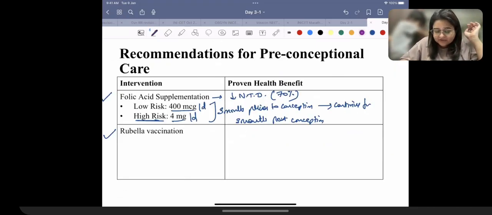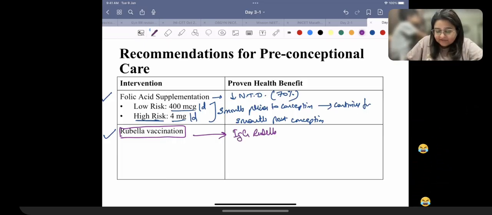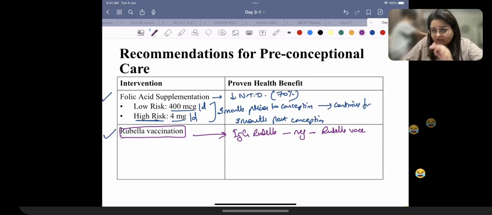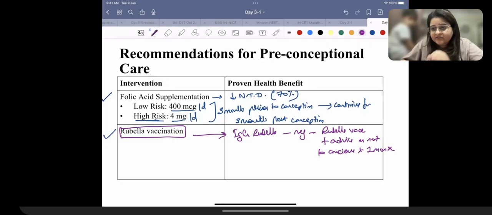The second important intervention is rubella vaccination, which we have discussed. If any woman comes to you planning pregnancy, get an IgG rubella done. If it is negative, give her the rubella vaccine, but tell her not to get pregnant for at least 1 month, because it is a live vaccine. There is a theoretical risk of congenital rubella syndrome if she conceives.